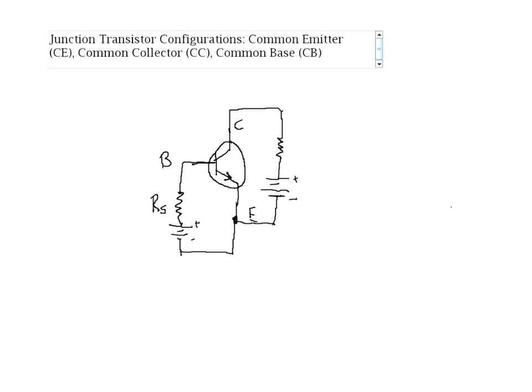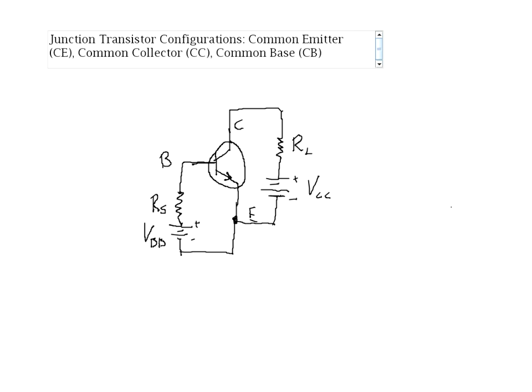In this configuration, we have two voltage sources, which we will call VBB and VCC. We also have a resistor here, which is the load resistance. That represents the device that we are powering with our transistor. And then we have R sub S, which is a source resistance.